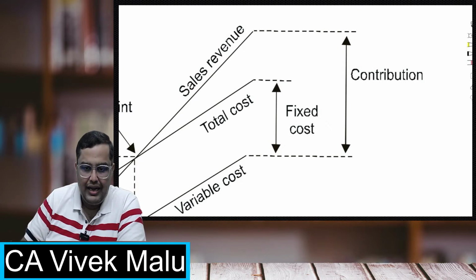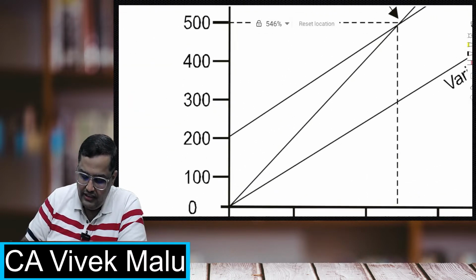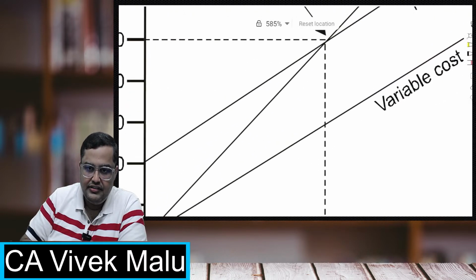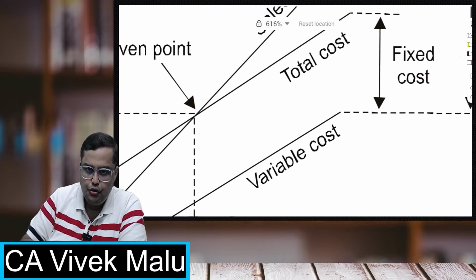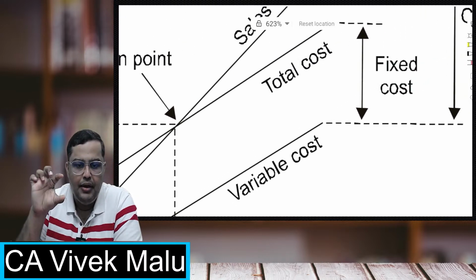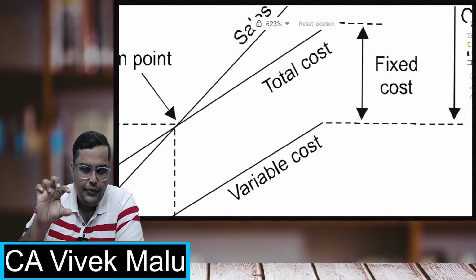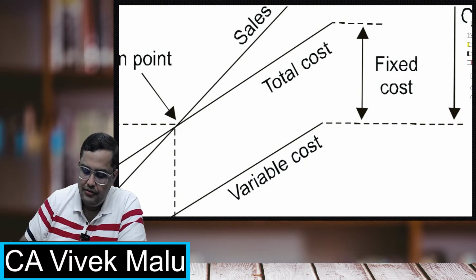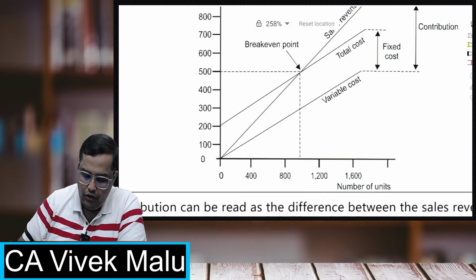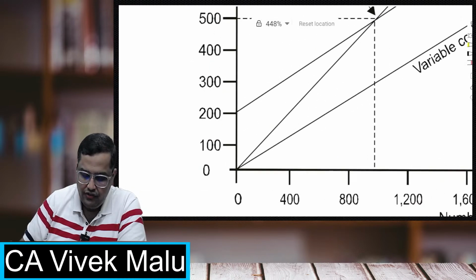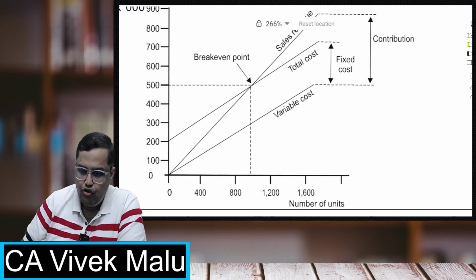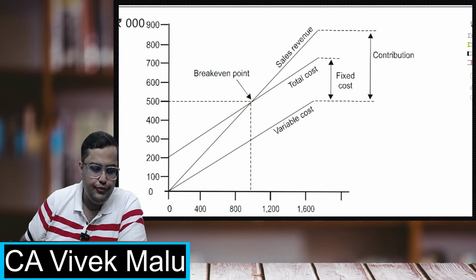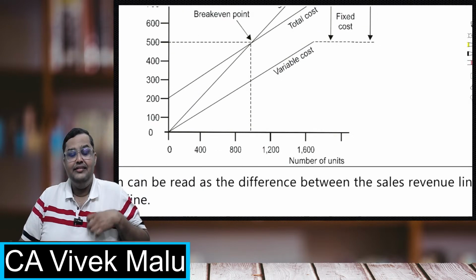You have to show that. Also, you have to show this: see this graph, the gap between the variable cost and the total cost is always the same. This represents the fixed cost. The gap between the variable cost and the total cost always remains the same, which represents the fixed cost. Total cost again is starting at 200. It is not starting at zero. It is actually representing the fixed cost. Okay, that's the second chart.